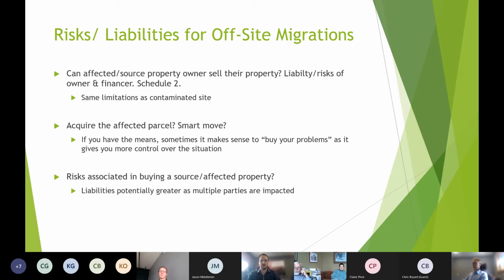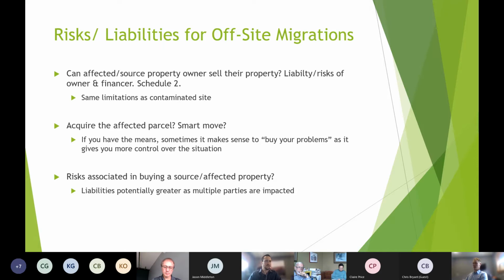This is likely to affect you as the affected parcel because you're under greater regulatory scrutiny if redevelopment is planned. So it doesn't really matter what the activity is on the affected parcel. You could be a residential site or a commercial retail store or what have you. You would still be triggered into that same site investigation process.